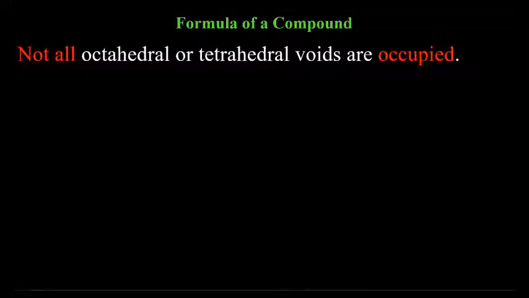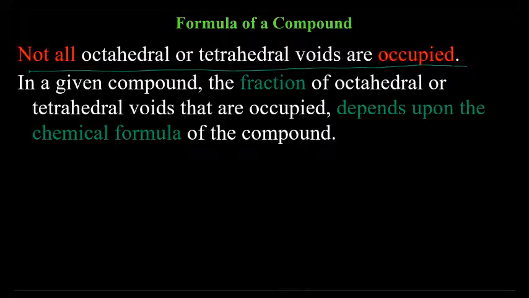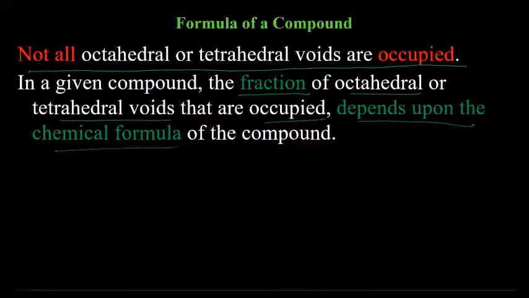Now another important point. Not all octahedral or tetrahedral voids are occupied. So it is not necessary. There might be a condition that all are occupied, okay, but it is not a necessary condition. In a given compound, the fraction of octahedral or tetrahedral voids that are occupied depends upon the chemical formula. That actually is decided by the chemical formula, or you can say the other way around, the occupancy of tetrahedral and octahedral voids decides the chemical formula.